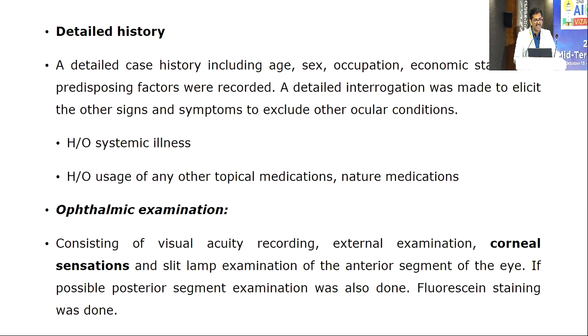We took a detailed history of patient age, sex, occupation, economic status, and predisposing factors, and also systemic illness and usage of topical medications and native medications. We also did a detailed ophthalmological examination.